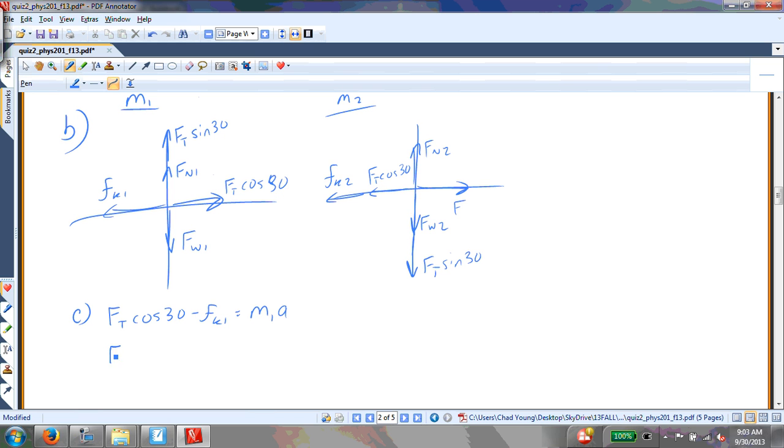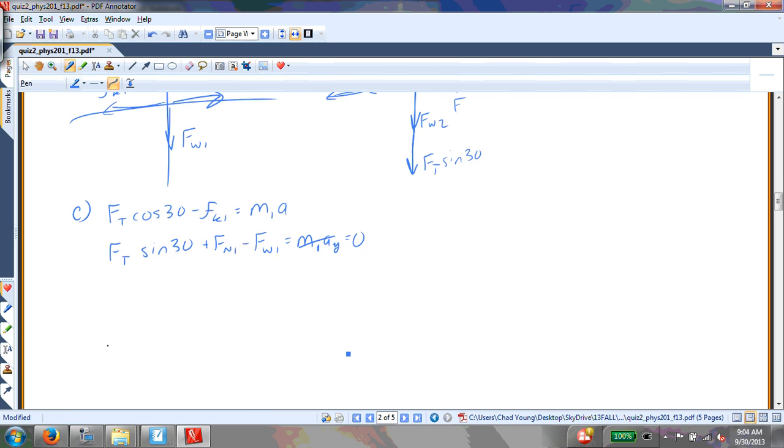Then I have Ft sine 30 plus Fn1 minus Fw1 equals M1A. But my acceleration in the y direction is equal to 0. So I'm going to just cross those out and say that's equal to 0.